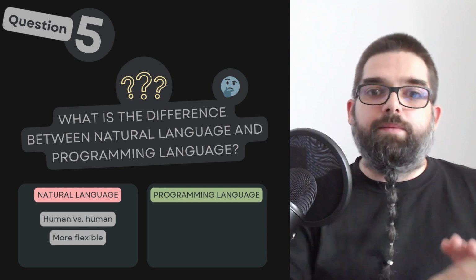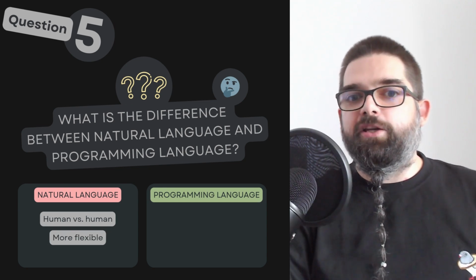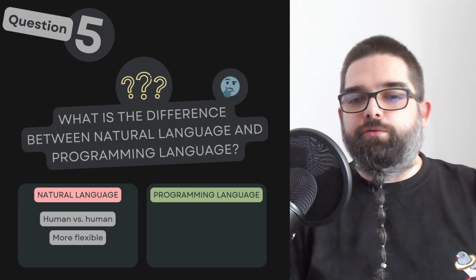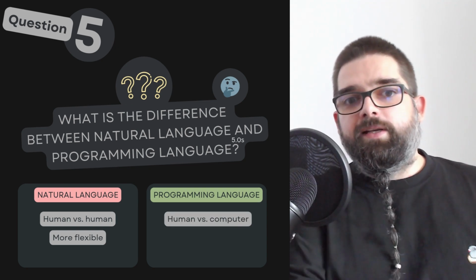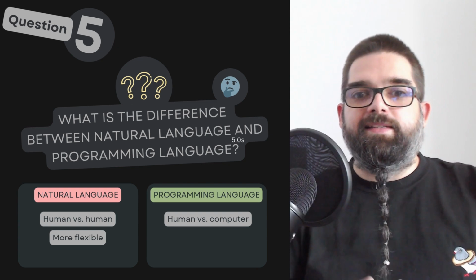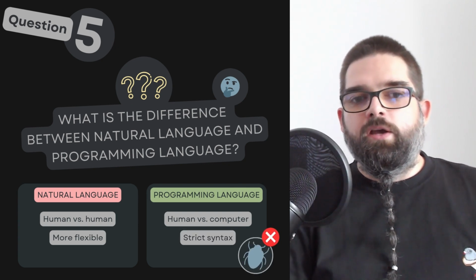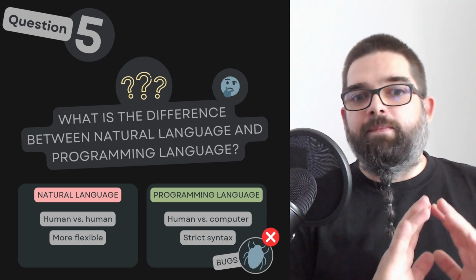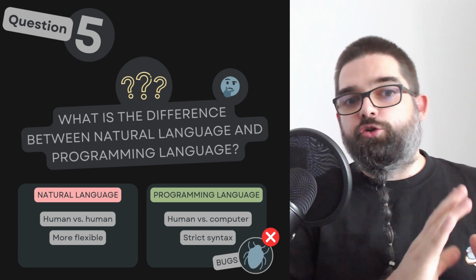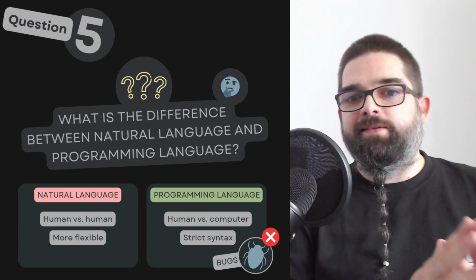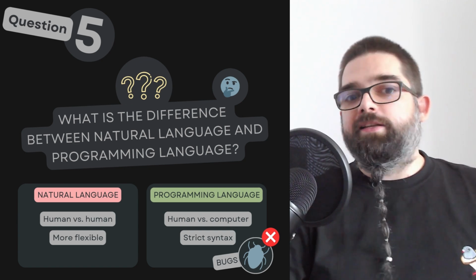On the other hand, programming language is used for communication between a human and a computer. It has strict and rigorous syntax and semantics that must be followed to avoid errors and bugs. So instructions that we build in the code should be written in a specified syntax and manner to execute successfully.